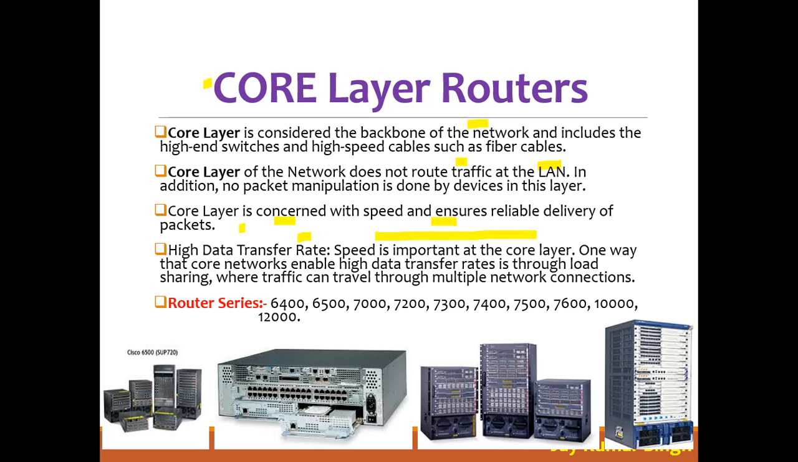Core layer routers also do load sharing and load balancing. If you find two routers connected and too much data is coming, the router can use another router to forward the data. We'll see all this load balancing and redundancy in the network later. These are some router series which act as core layer routers: 6500, 7000, 7200. We have 7200 routers. I think you have seen it.